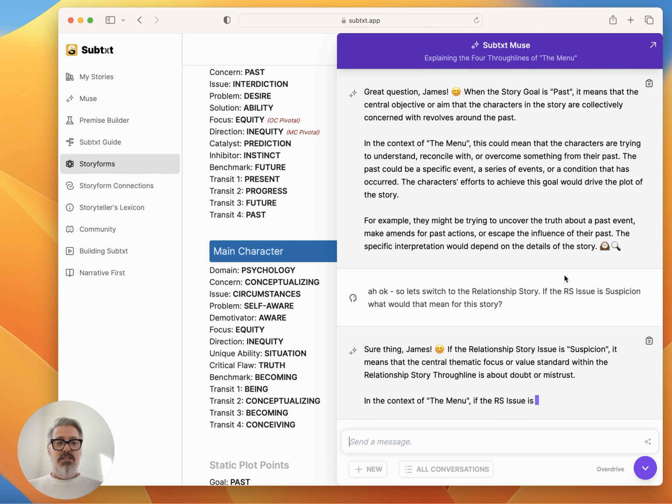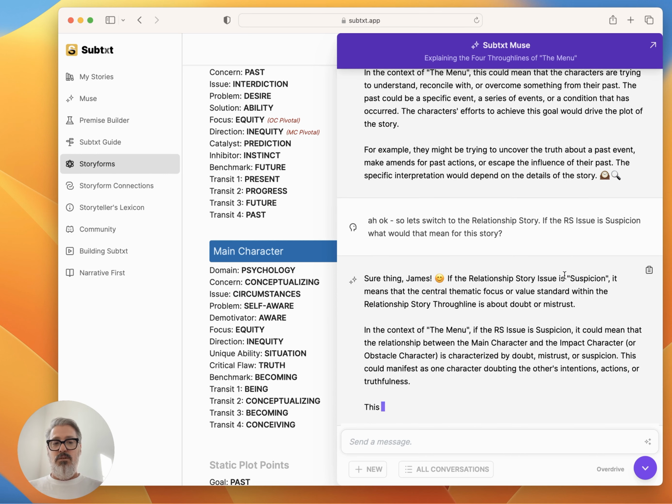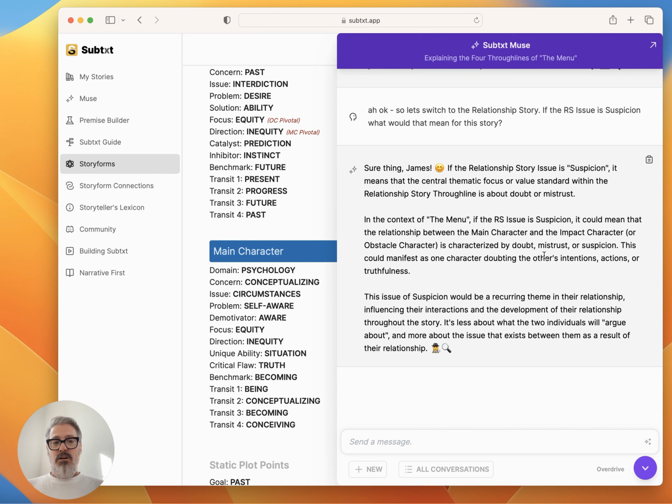If the relationship story is suspicion, it means that the central thematic focus within their relationship is about doubt or mistrust, which really accurately defines the conflict between the two of them. If the RS issue is suspicion, it can mean that the relationship between the main character And the impact character or obstacle character, that's better, is characterized by doubt, mistrust, or suspicion. This could manifest as one character doubting the other's intentions, actions, or truthfulness. The issue of suspicion would be a recurring theme in their relationship, influencing their actions. Yes. It's less about what the two individuals will argue about and more about the issue that exists between them as a result of the relationship.